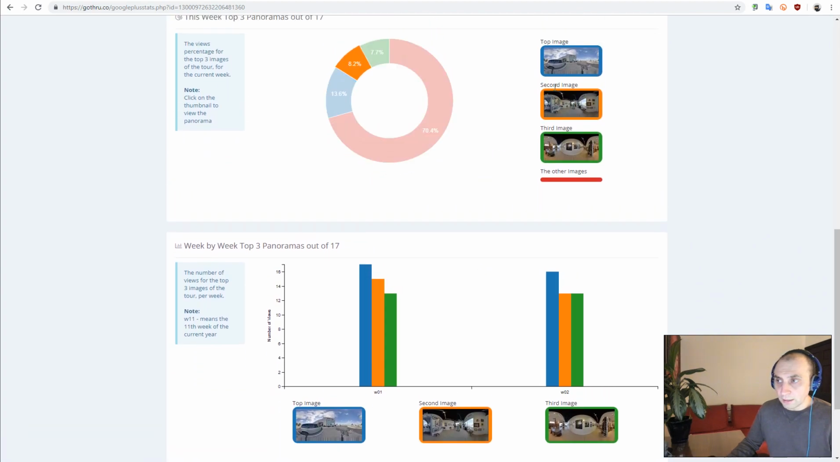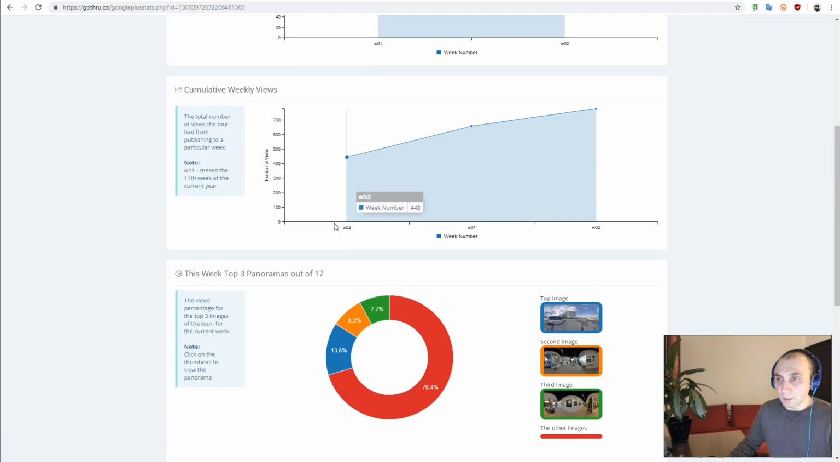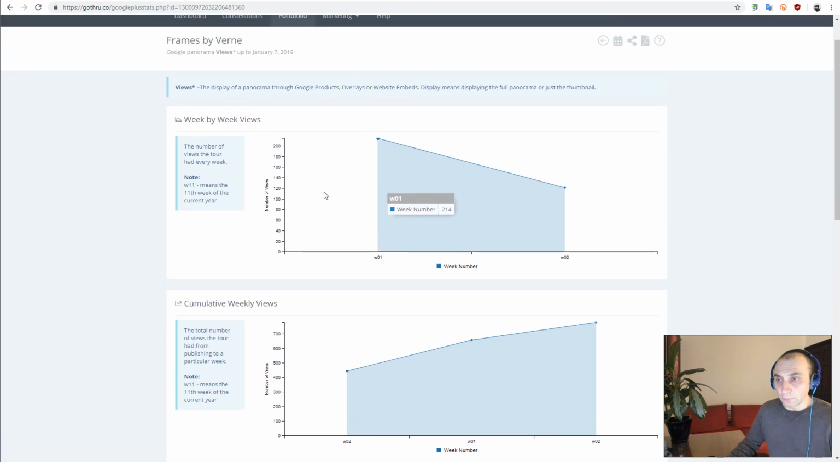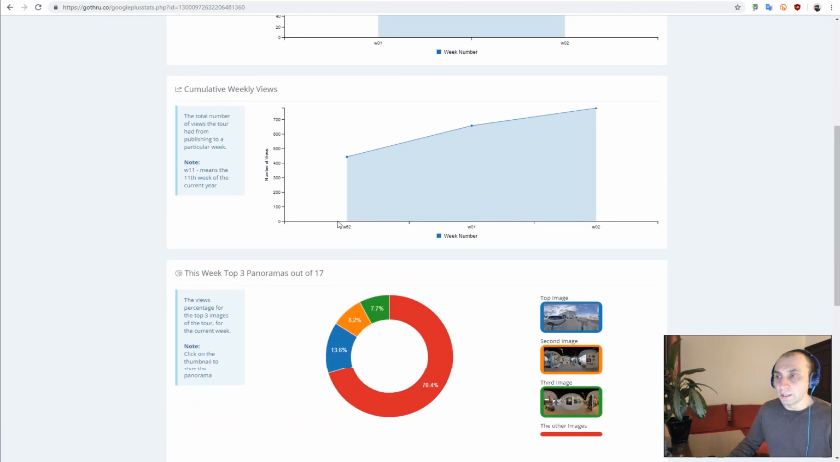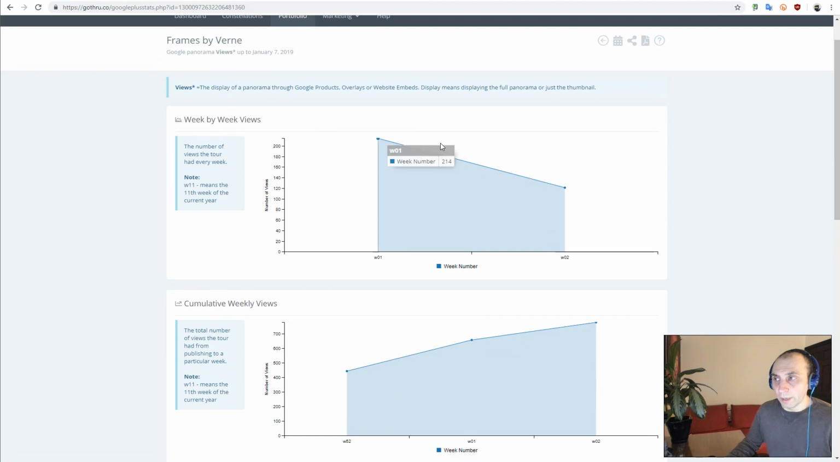And we're going to take this data and do something similar to what we did here with the difference week by week, but for the first three panoramas. So this would be how many views this panorama got per week. Between week 52 and week 1, the blue one got 17, the second image got 15, and this one got 13. So this is how you read the statistics by GoThru.